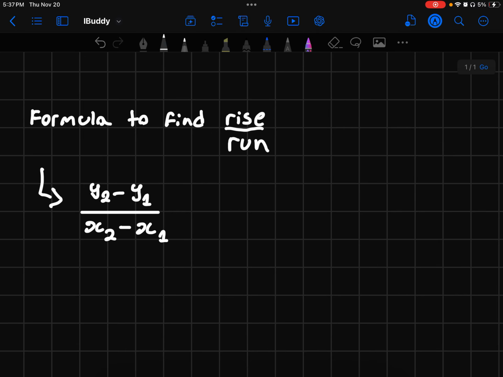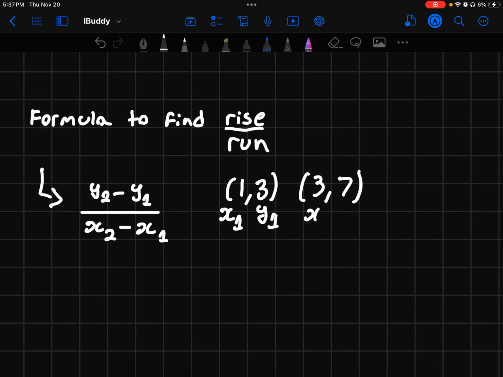So what you do here is that you pick 2 points on the line. We'll use an example: 1, 3 and 3, 7. So we'll call 1 here x1, and we'll call this y1. And here we'll call this x2, and we'll call this y2.